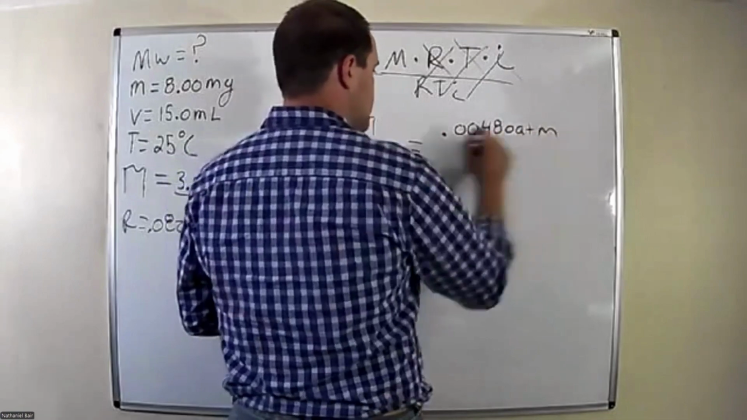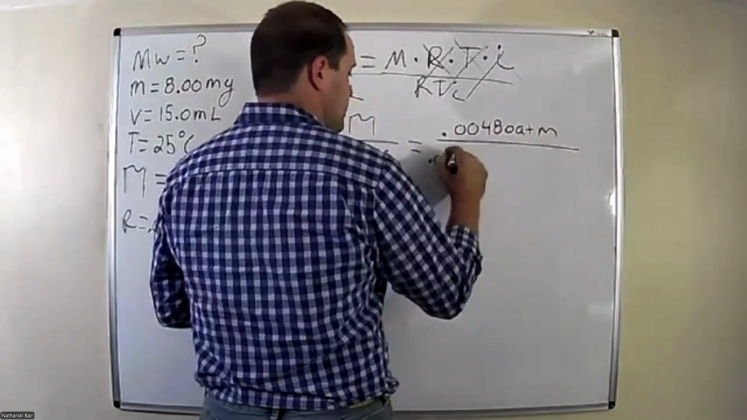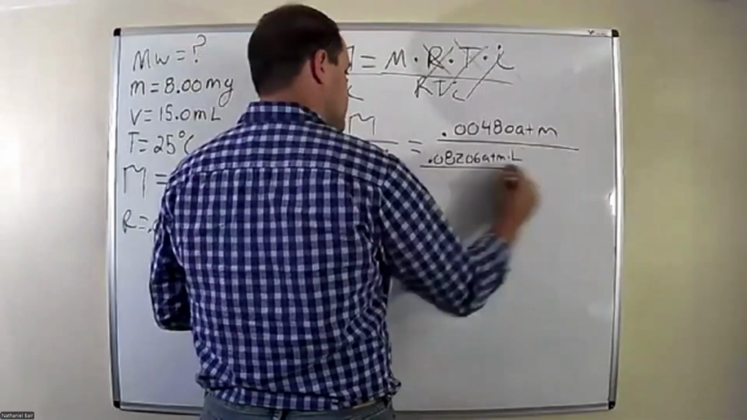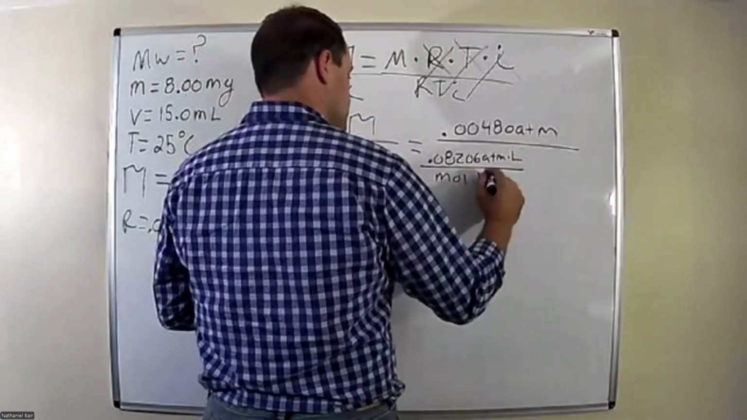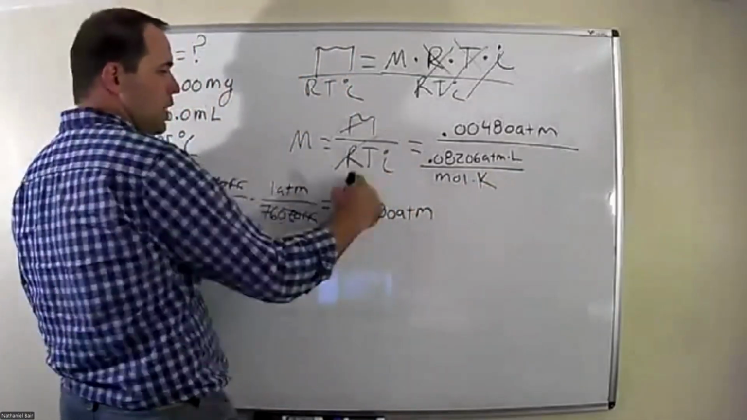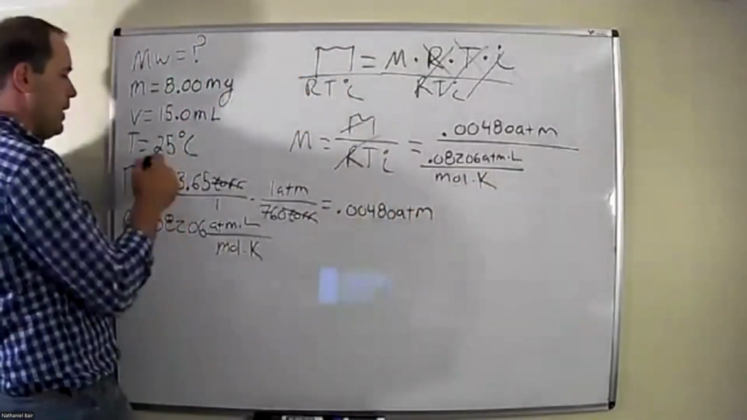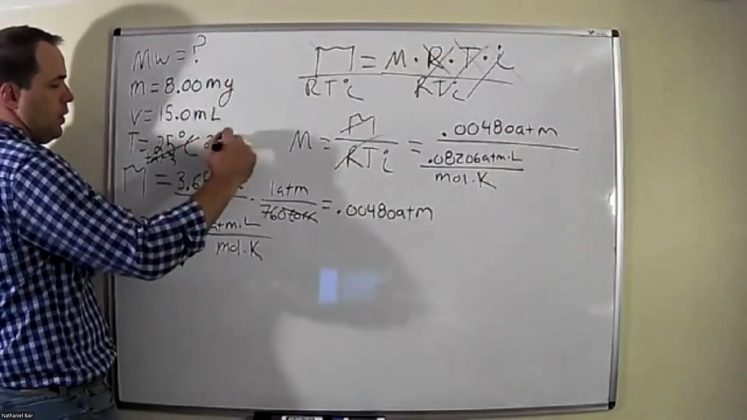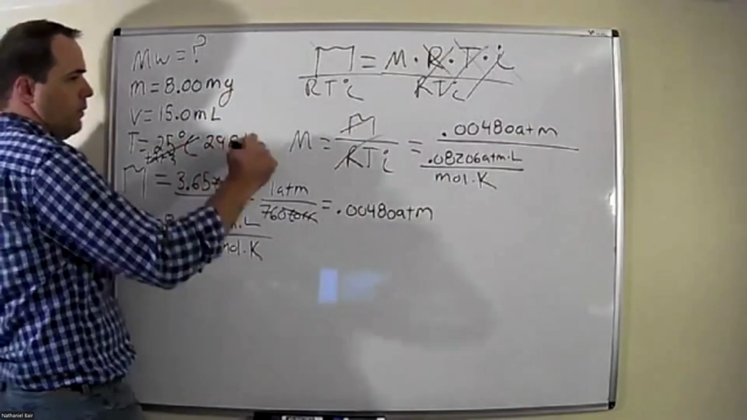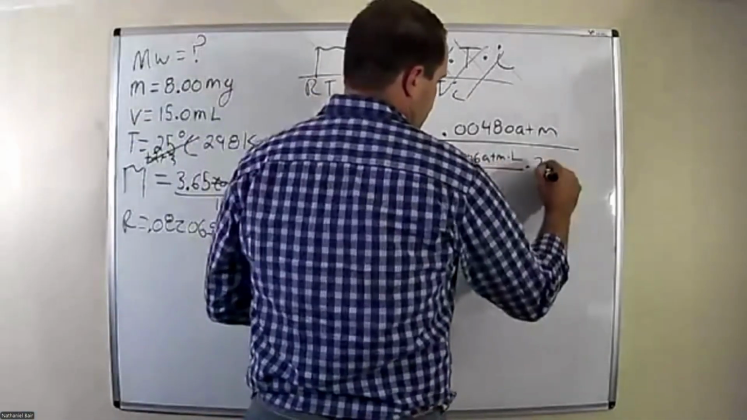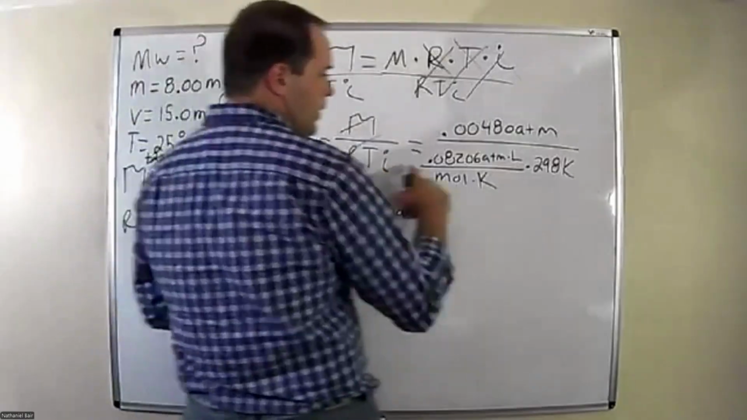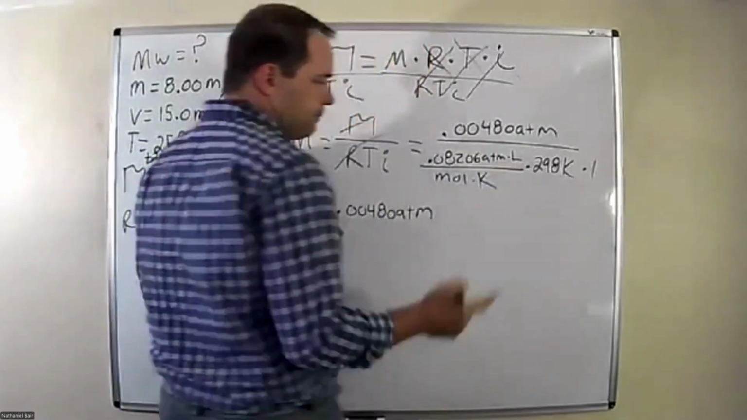We can now plug that in, 0.00480 atmospheres. Then we got R, 0.08206 atmospheres times liters over moles times Kelvin. Now we need temperature. 25 degrees Celsius, we're going to add 273. That's 298 Kelvin, so that's what goes in for T. And then i, the van 't Hoff correction factor, is 1.